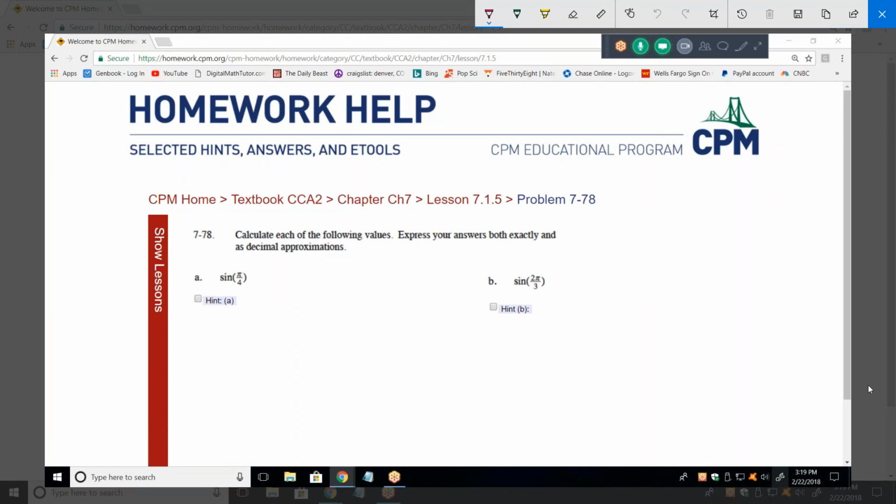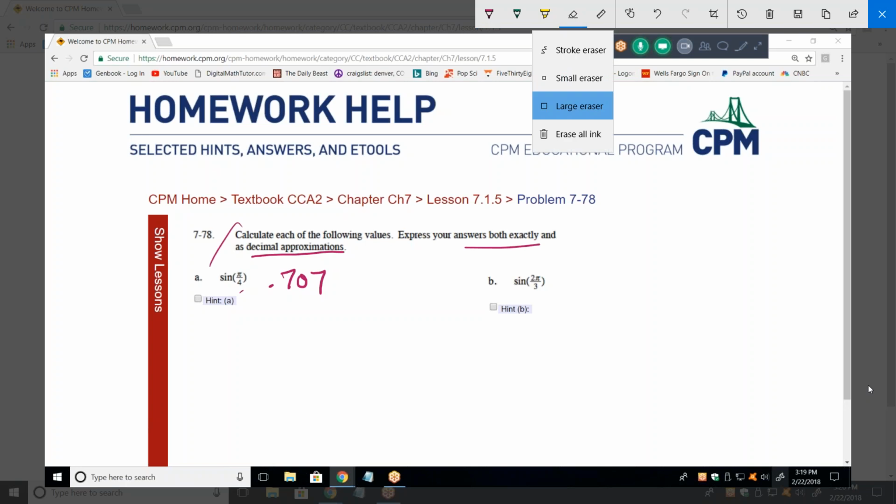So, when it says express your answers both exactly and as decimal, your calculator is only going to give it to you as decimal. So do the sine of pi over 4 again. Make sure you're in radians. That's a radian measurement of an angle, pi over 4. 0.707. Yeah, 0.707 is better. Now, how would you express that exactly? Your calculator is not going to help a lot here. I don't think there's any way you can take that decimal and convert it to a proper irrational answer.